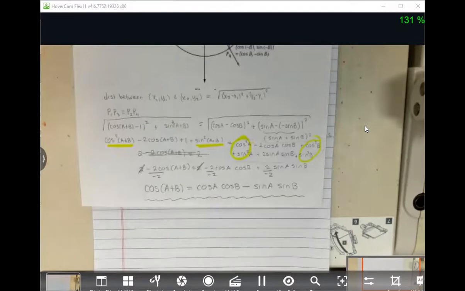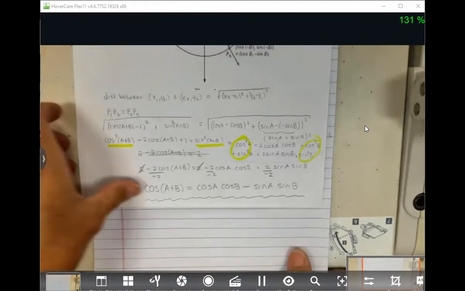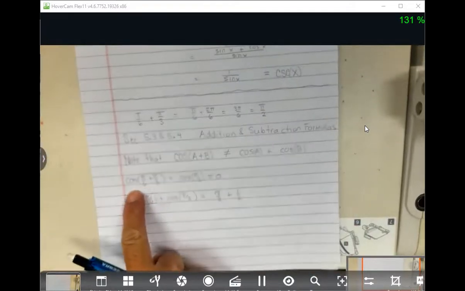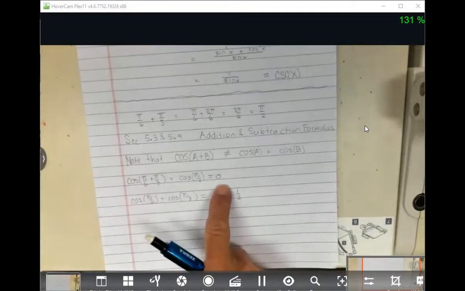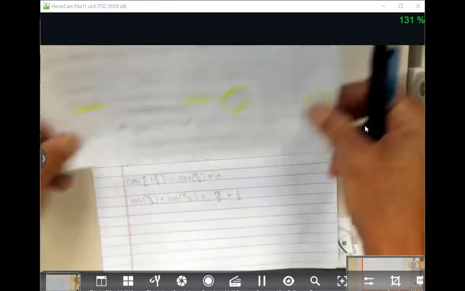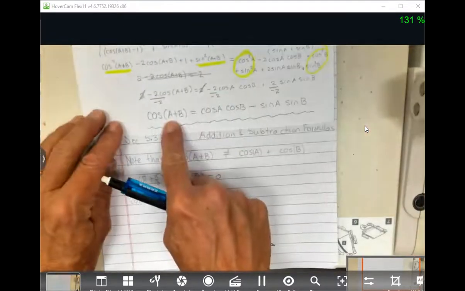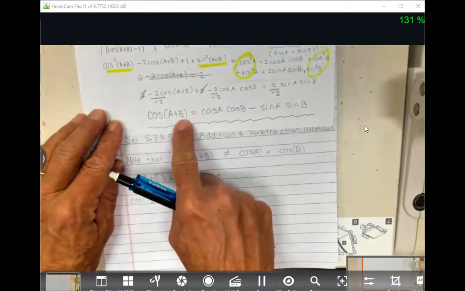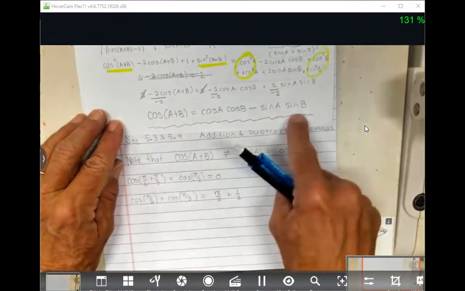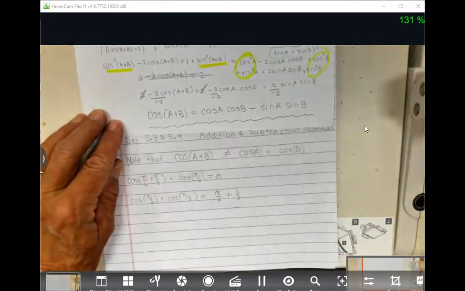So let me show you that it is indeed true, because a lot of you think I'm lying to you. Not at this instant. So let me show you that it works. In our last example, we had the cosine of pi/6 plus pi/3, and we got 0 out of that. Well, I'm going to use this formula where A is pi/6 and B is pi/3, spread it out, and this right-hand side is actually going to add up to 0.